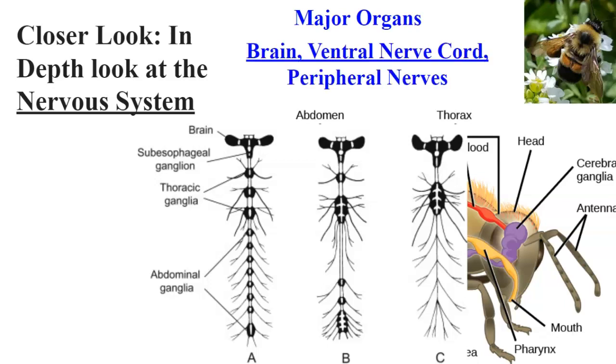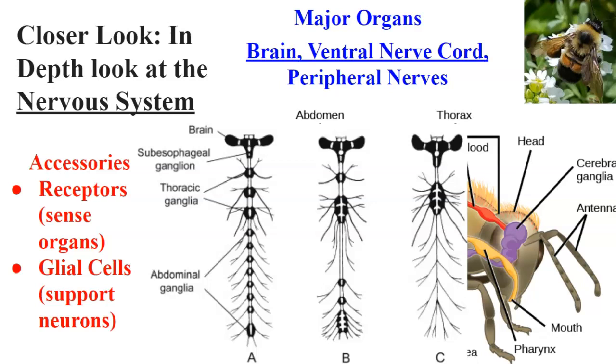So major organs of the nervous system usually focus on the brain. In this case, a ventral nerve cord instead of like ours on the back, which would be a dorsal nerve cord or a spinal cord, and peripheral nerves. So peripheral nerves are nerves that extend out away from the central nervous system, because that's what the brain and spinal cord would be, or in this case, the brain and ventral nerve cord.